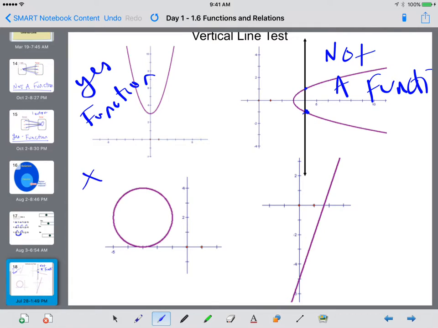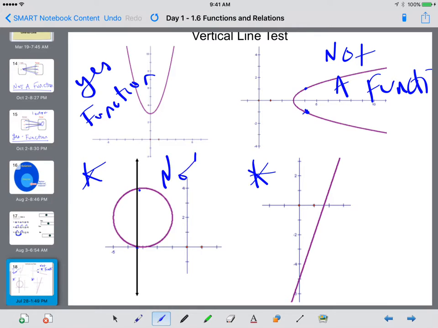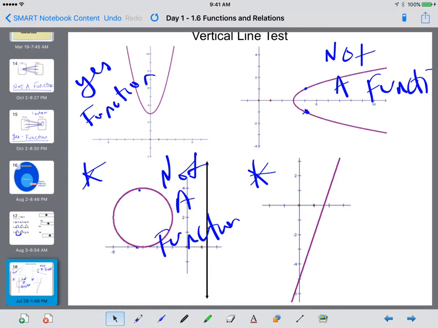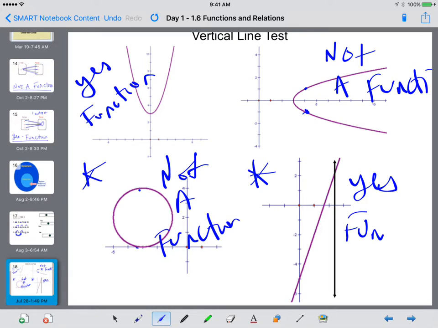Take a look at down here. Would either of these be a function? Check with our circle here. Is it a function? Or using the vertical line test, we could say here and here, not a function. The last one, you bring our vertical line, it passes, so we would say yes, it is a function.